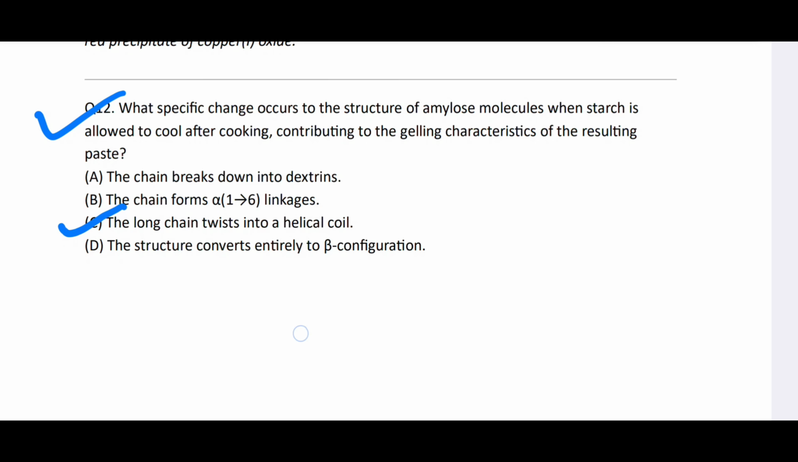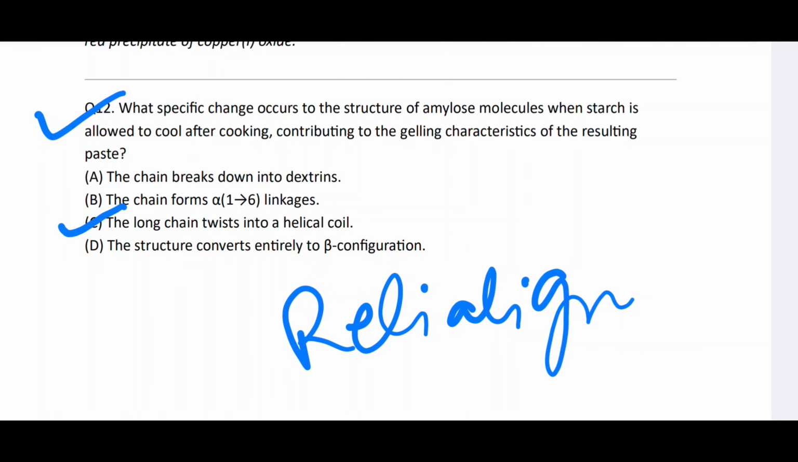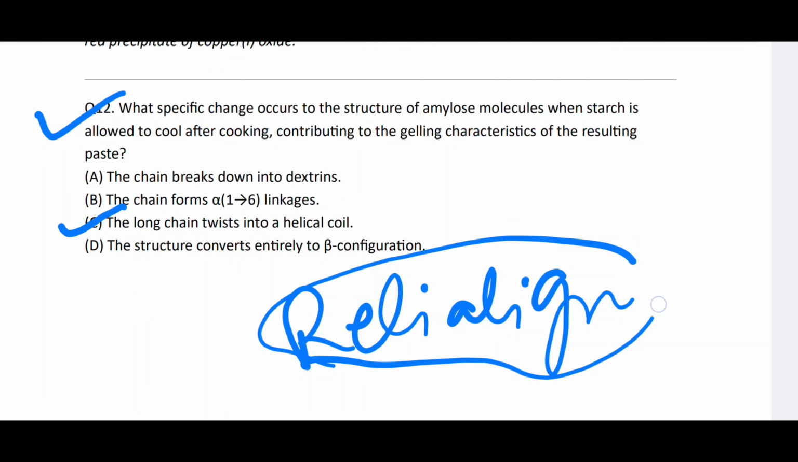So basically the disaggregated linear amylose chains which were dispersed in the water during cooking begin to realign with each other and form a helical coil structure. So this is called retrogradation, and this is what happens during retrogradation.